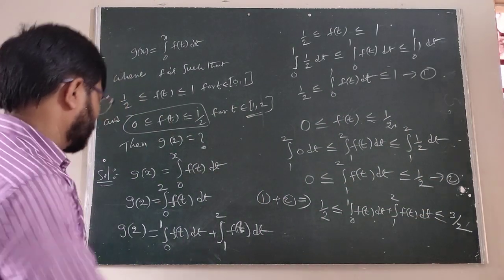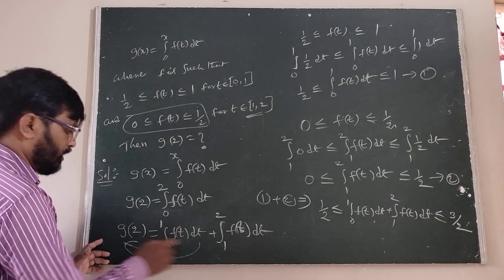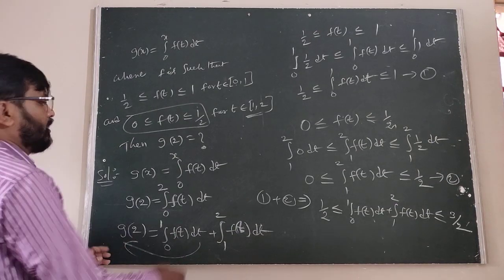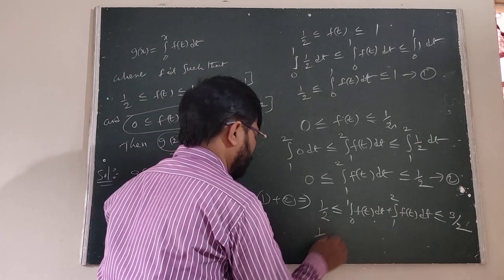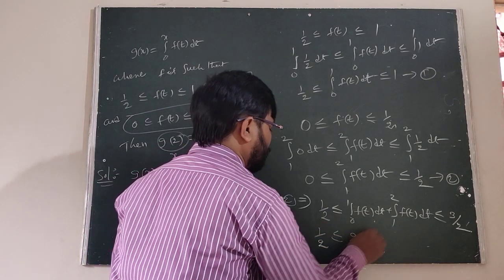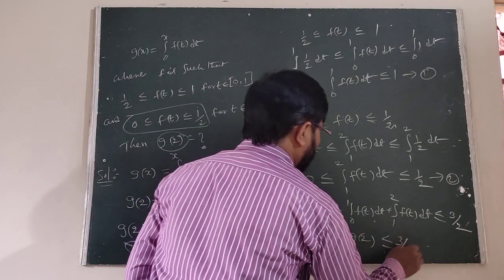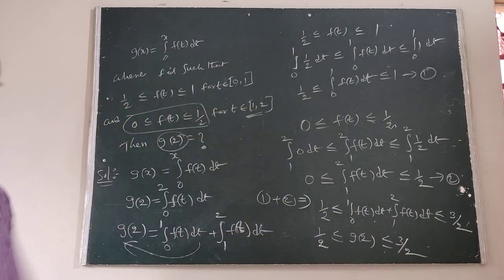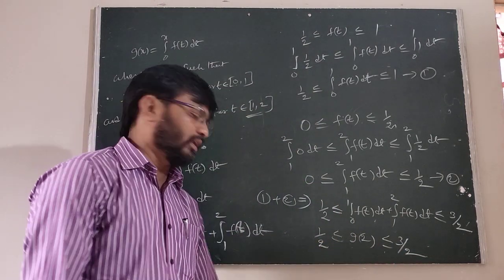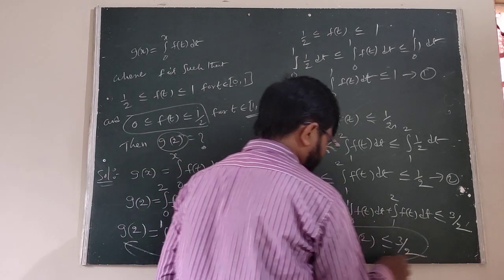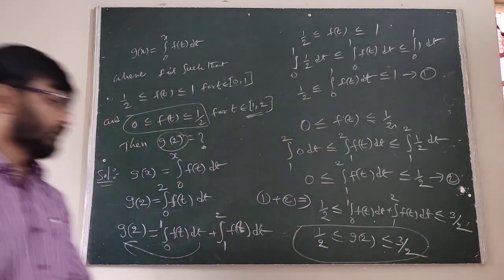Therefore, we know that g of 2 lies between 1 by 2 and 3 by 2. The value of g of 2 is 1 by 2 less than or equal to g of 2 less than or equal to 3 by 2. Is it clear? This is the value of g of 2.